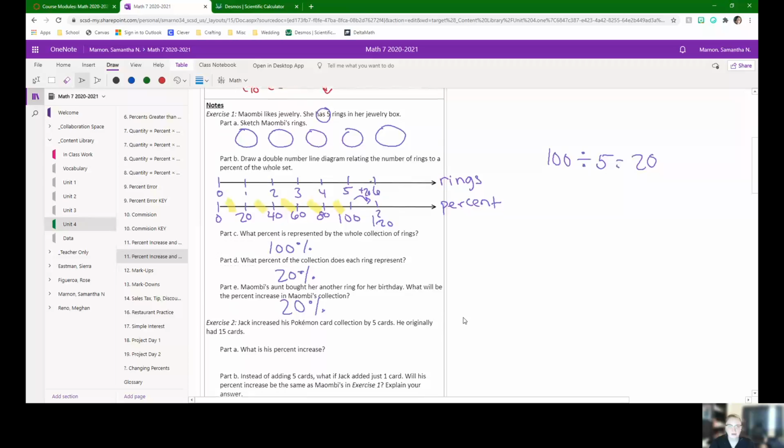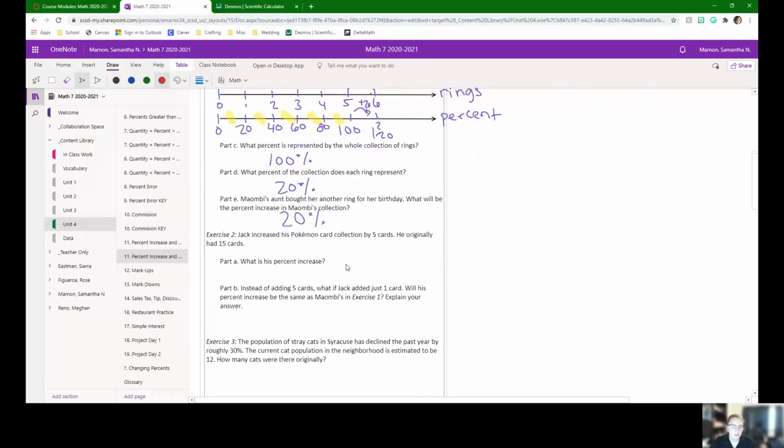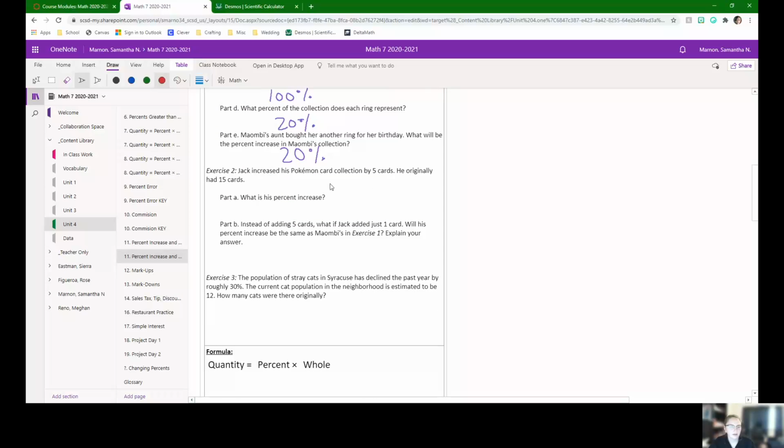That's just how we can think about it if we need a double number line diagram at all. But let's look at this next question. Jack increased his Pokemon card collection. It went up by 5 cards. He originally had 15 cards. What is his percent increase?